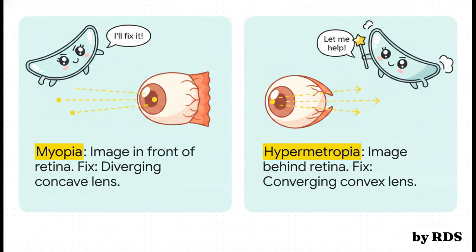Conversely, hypermetropia, or farsightedness, means the eyeball has shrunk a bit or the lens is too thin. The image is desperately trying to form behind the retina. To pull that focus forward, we use a converging, convex lens with positive power.